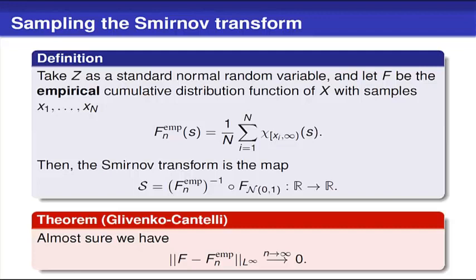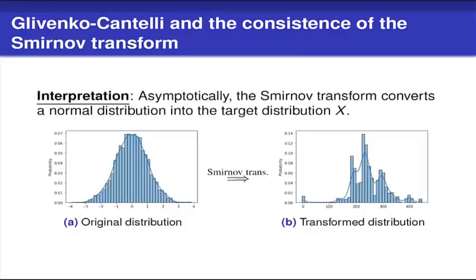So you put as the activation function at the last layer of the generator neural network the Smirnov transformation, the transformation that transforms from a normal distribution to the observed empirical distribution. And you know that the Glivenko-Cantelli theorem says that you have convergence of the empirical cumulative distribution function to the real distribution function, so this makes sense.